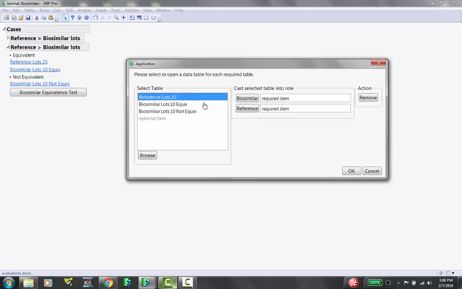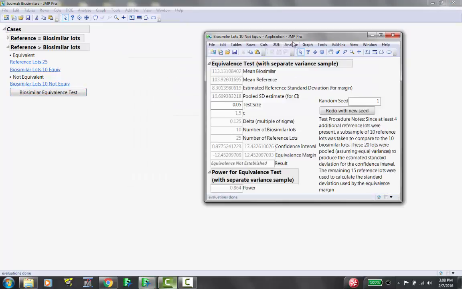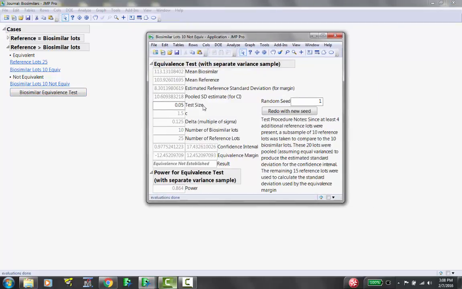Same thing, we're going to take those 25 reference lots, and you're going to have 10 biosimilar lots. And just as we talked about before, you're going to randomly sample off of this 25. You're going to use that random sample of size 10 to compare to the 10 biosimilar lots. The remaining 15 is going to be used to estimate the standard deviation used for the acceptance criteria. Okay, and we have a script that does all this for you.